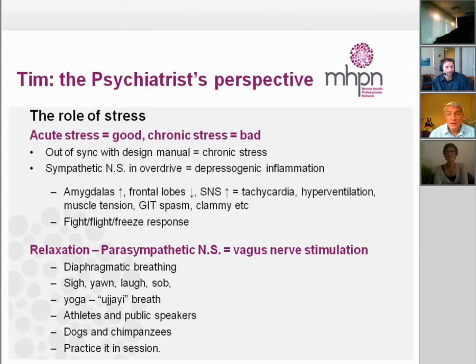So this is kind of like a whole session, and then eventually it ends up with us practicing yoga breathing. It is a little bit of work for me, but at the end of being bamboozled with science, they seem to actually give it a go.